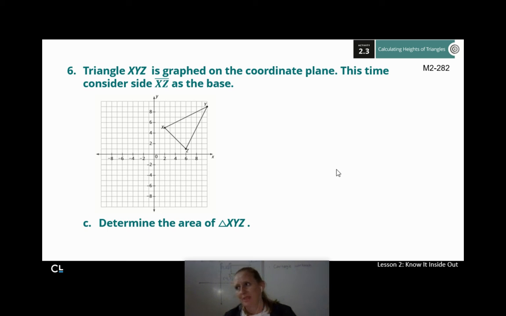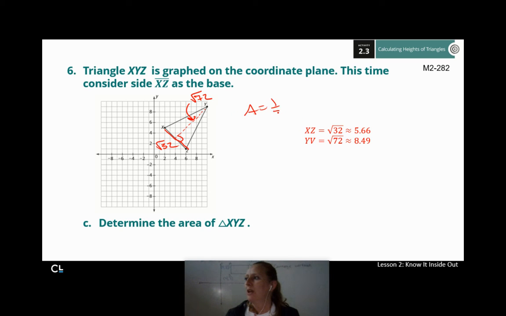All right. We found the base earlier, when we were doing perimeter. We found out the base was about the square root of 32, or about 5.66. We found our height earlier, and we found out that the height was the square root of 72, which was about 8.49. You know what to do. The area of a triangle is 1/2 base times height. You got all the pieces, so I'm going to put them in: 1/2 square root of 32 times the square root of 72.